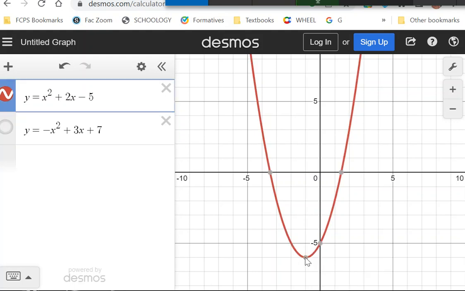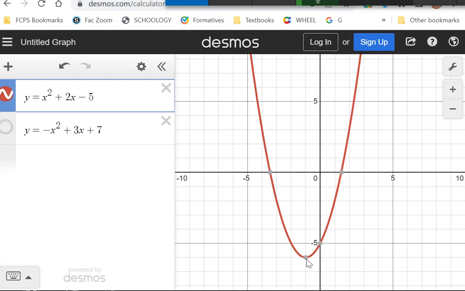If I click on that silver dot that shows up, that is the vertex, -1, -6. I know the x value of my vertex is -1, therefore the line of symmetry is x equals -1, that vertical line. That's my vertex. The x value is -1 and the y value is -6.